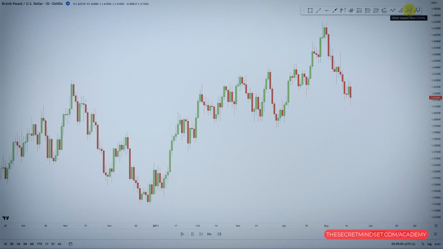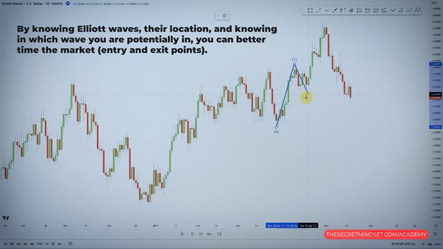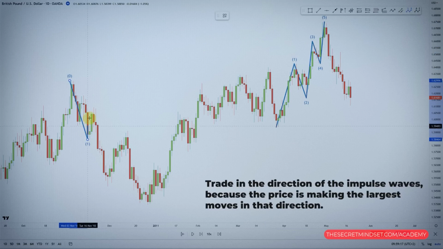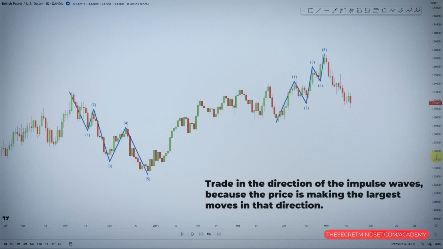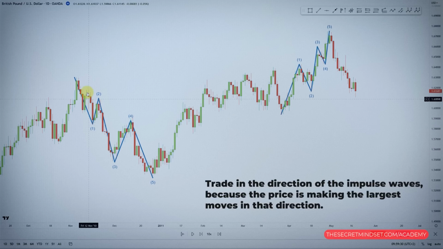So why are Elliott waves important? Well, knowing their location and knowing in which wave you are potentially in, they can help you to better time the market. I advise you to trade in the direction of the impulse waves, because the price is making the largest moves in that direction. You can use the end of the corrective waves to enter into a trend trade in an attempt to capture the next bigger impulse wave.